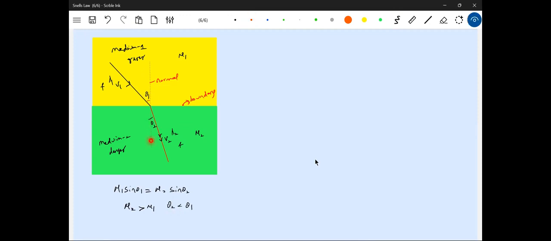So what do you mean by normal? This is the boundary which separates two mediums, and a line drawn perpendicular to the interface is called the normal. In Snell's law, theta 1 and theta 2, the angle of incidence and angle of refraction, are measured with respect to the normal. Okay, let's analyze here. Mu2 greater than mu1. So what do we expect? V2 less than V1. Lambda 2 less than lambda 1. The frequency of light is going to remain the same. So when a ray of light moves from rare to denser medium, it will bend towards the normal.